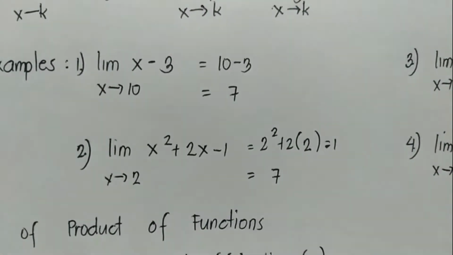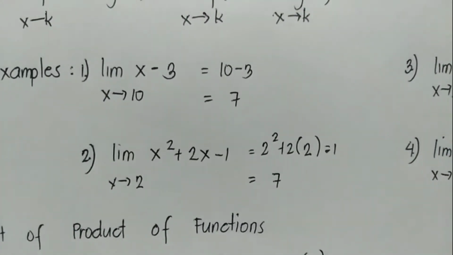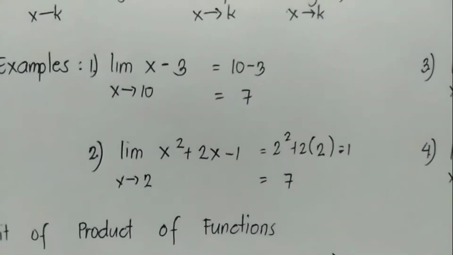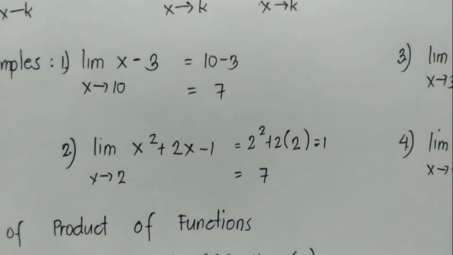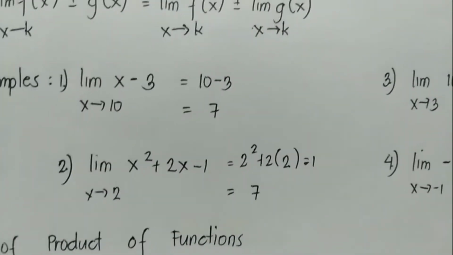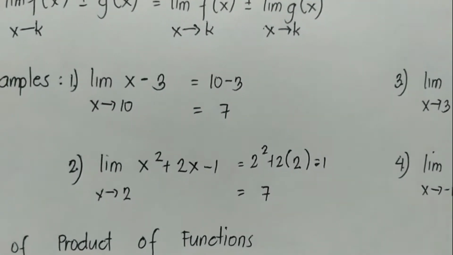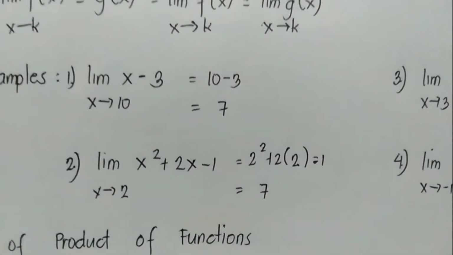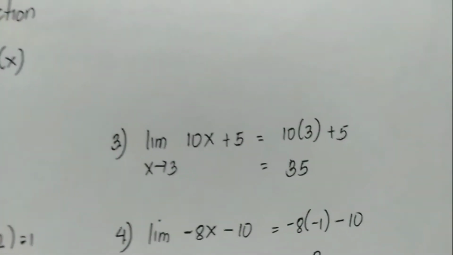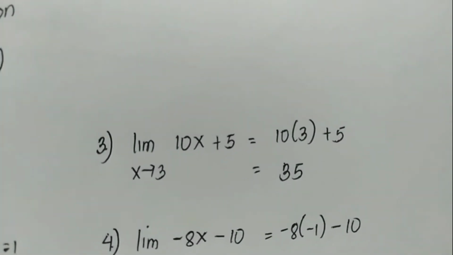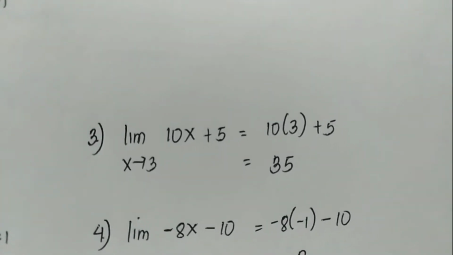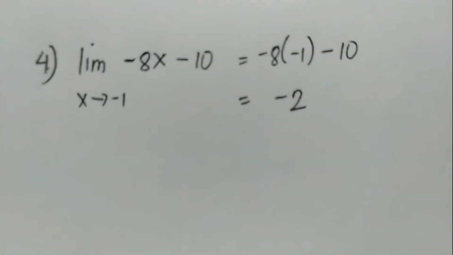Limit of x squared plus 2x minus 1 as x approaches 2, substitute the value of x. So 2 squared plus 2 times 2 minus 1. Then 2 squared is 4, plus 2 times 2, 4, minus 1 is equal to 7. Limit of 10x plus 5 as x approaches 3. So 10 times 3 plus 5, 10 times 3 is 30, plus 5 is 35.